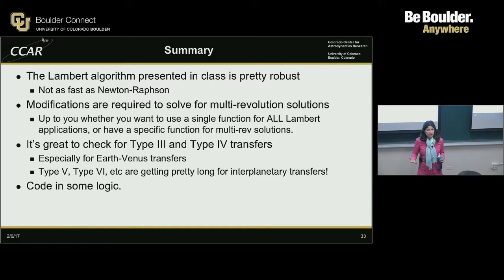And when we're looking at, let's say, the final project, and you're looking at transfers out to Neptune, you're not going to be looking at multiple rev. There are some really great transfers that use multiple rev solutions from Earth to Venus, because you can wait for Venus to get into good alignment, and it doesn't take that long. You might spend an extra 80 to 100 days, but if you're going to cut your C3 by 10 or in half, then it's very useful.